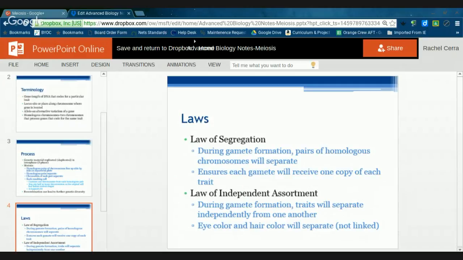The law of independent assortment is the second law. What this one states is that during gamete formation, traits will separate independently of one another.